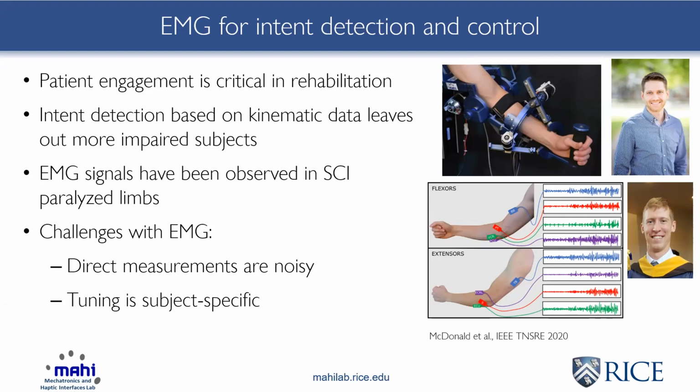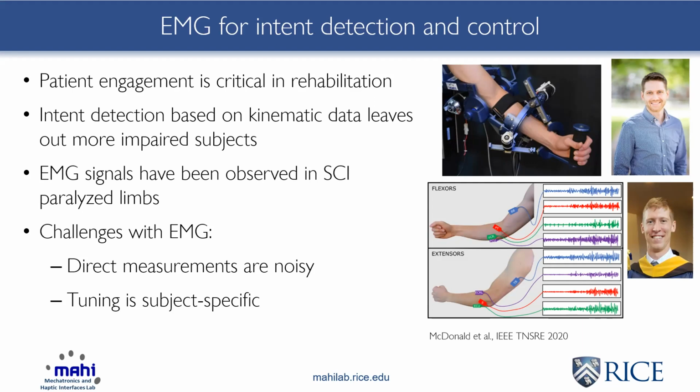Often this is done based on kinematic data or by torque production that the user is able to perform. But in cases where patients are more impaired and not able to produce that motion, we need another way of doing this. One opportunity is to use EMG signals, which are still observed in patients with an SCI.